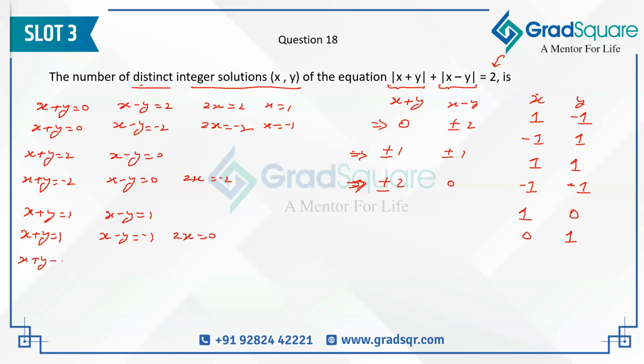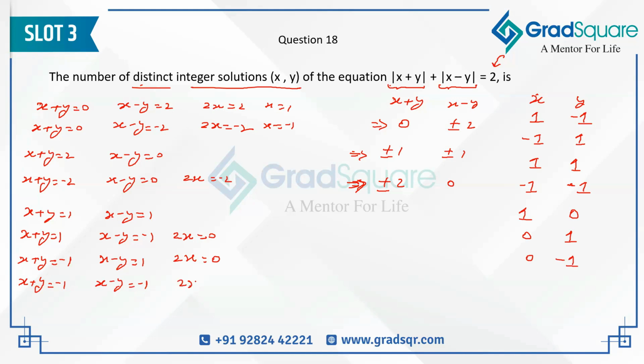Now let's take x plus y equal to minus 1. If I take x plus y equal to minus 1 and I take x minus y equal to plus 1. So if you add the two equations, now what are we getting? We are getting 2x is equal to 0. So x is equal to 0 and y is turning out to be equal to minus 1. And then we have the last piece with us where we say x plus y is equal to minus 1 and x minus y is turning out to be equal to minus 1.